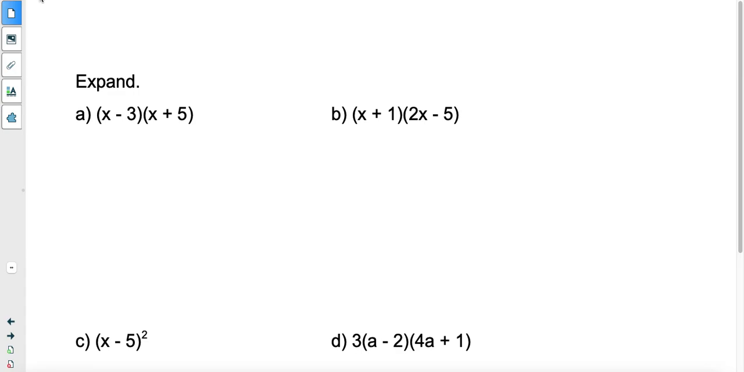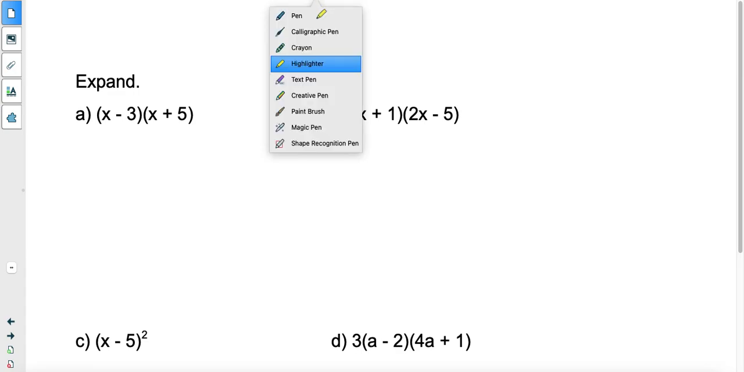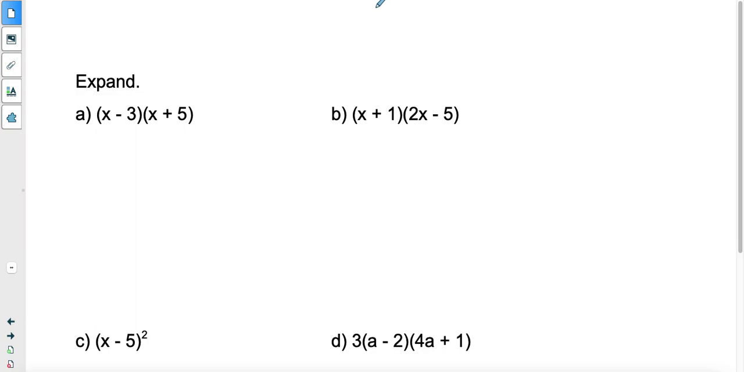Okay, let's take a look at a few more examples here. So in this first one, I'm multiplying x minus 3 by x plus 5. So like I did before, I'm going to take each of the terms inside my first bracket and multiply it by each of the terms inside the second bracket. So let's go ahead and do that. So what do we have?